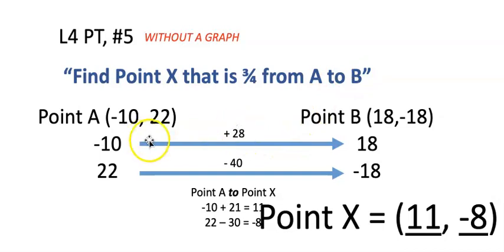Again, quick replay. X distance, Y distance. Line them up. Apply the positive or negative change. If it's a positive move here, so will this be. If this is a negative move, so will this be a negative move. So anyway, find the distances, apply the distances, boom, there you go. There's point X, which is 3/4 from A to B.